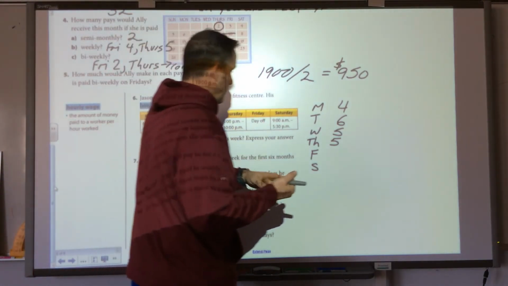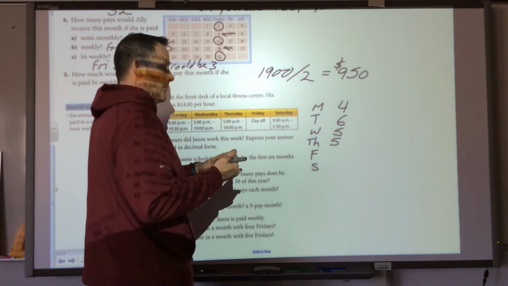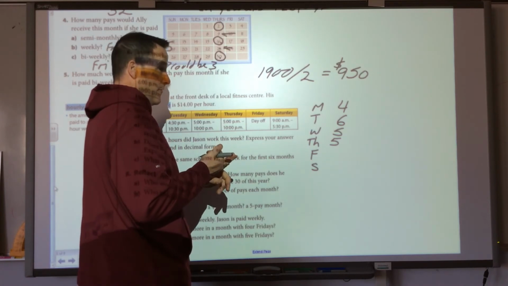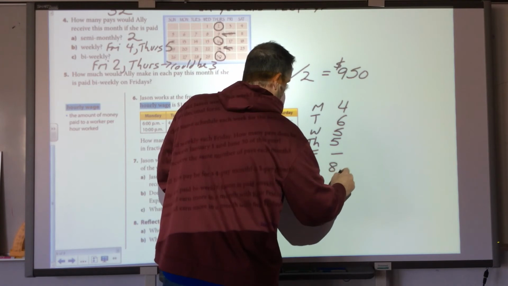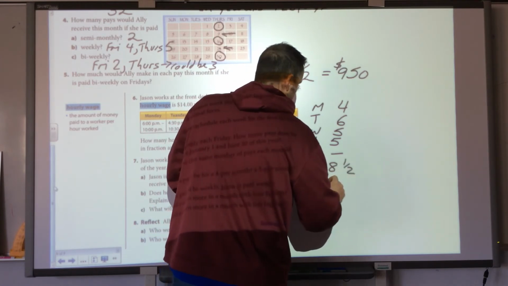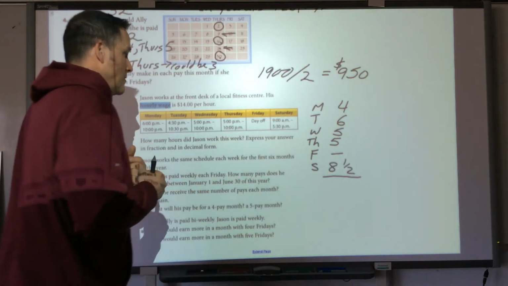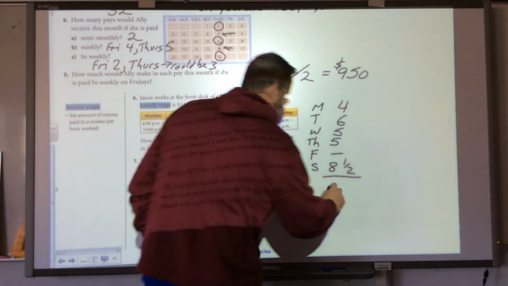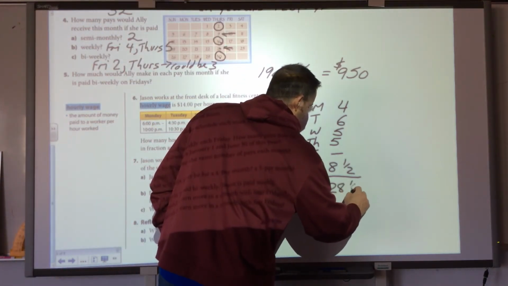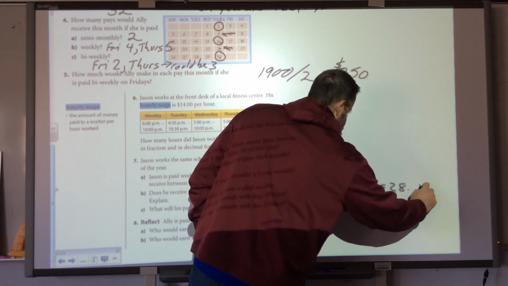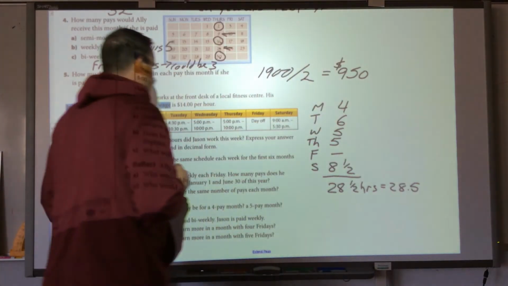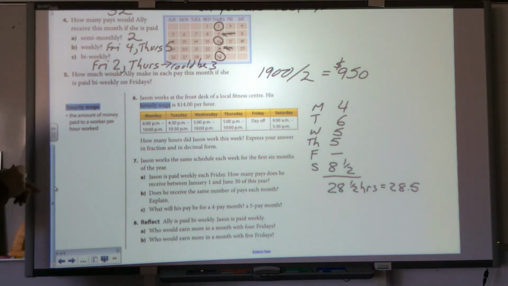So 9 to 12 is 3 hours. 12 to 5:30 is another 5.5. So they worked nothing there. 8.5 here. Add those all up. 10, 28.5 hours. Which is 28.5 as a decimal, and we need to express the answer as a fraction and decimal.